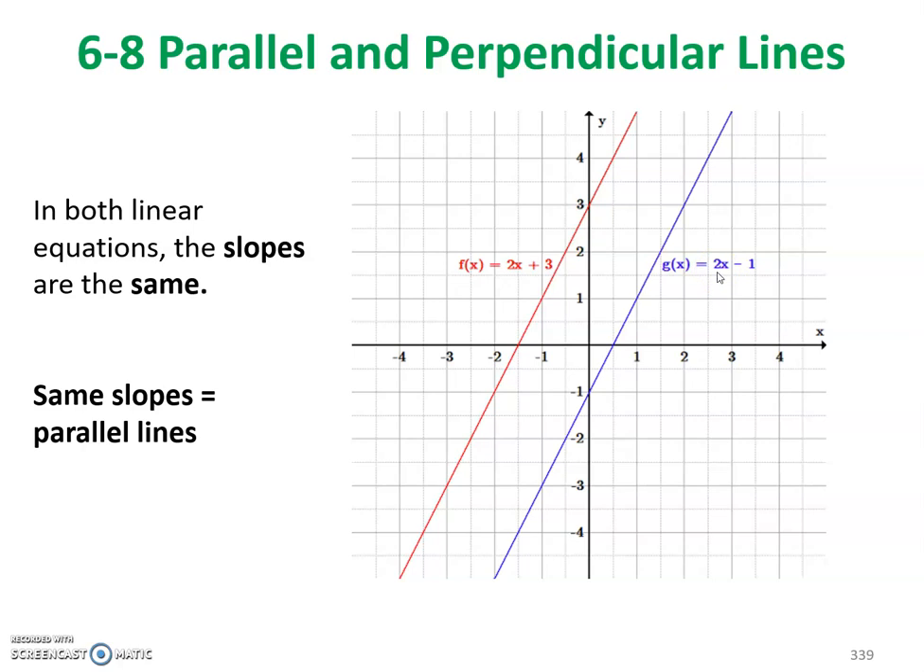So here I have a slope of 2. G has a slope of 2. F has a slope of 2. So therefore, I can conclude that these lines are parallel lines because they have the same slope. So same slope equals parallel lines. Same slopes equals parallel lines. Got it? Okay.